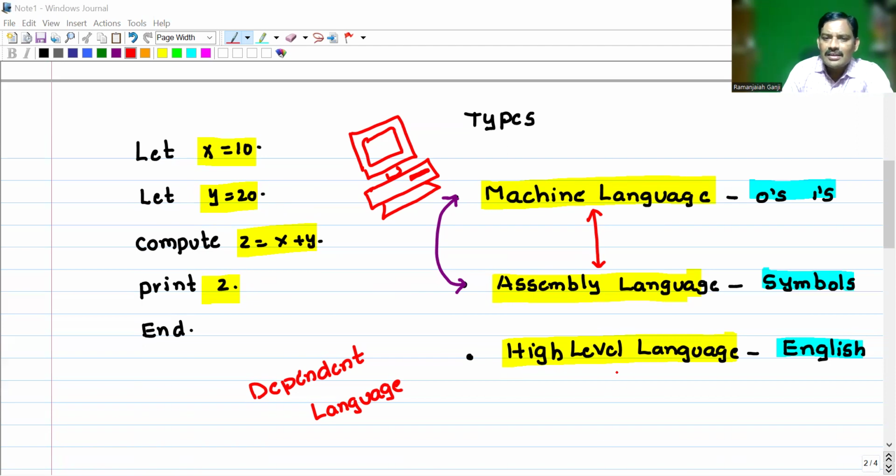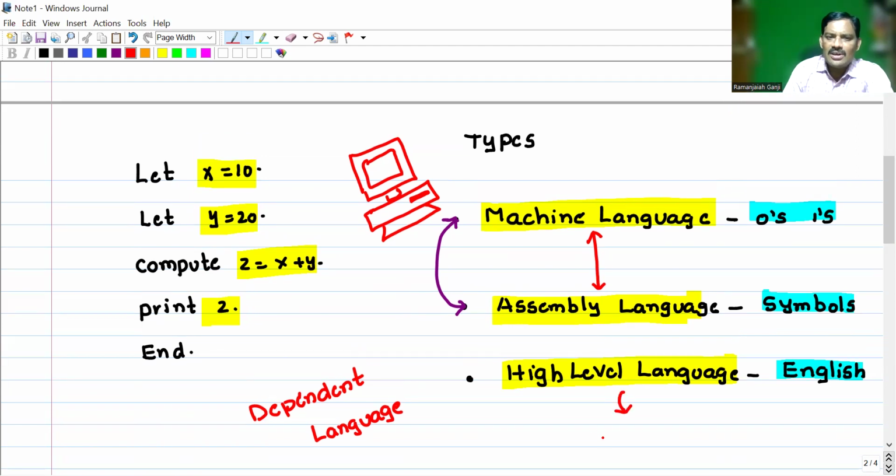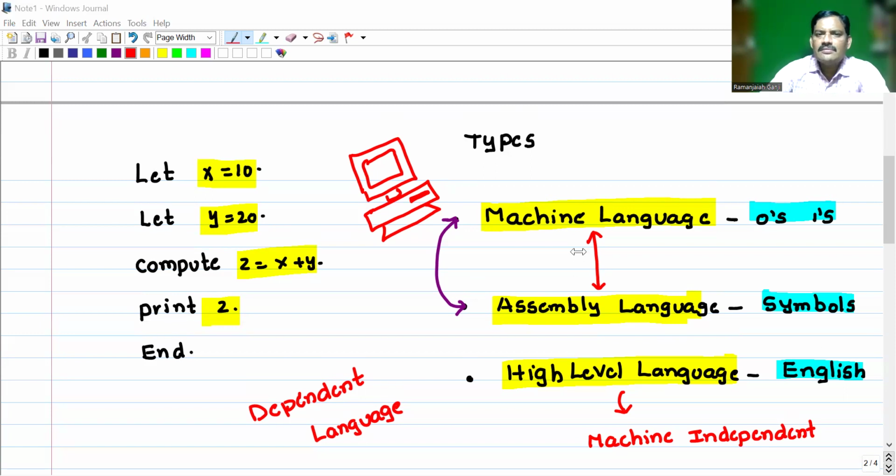High-level language is called machine independent language, whereas machine language and assembly languages are machine dependent languages. Is it okay?